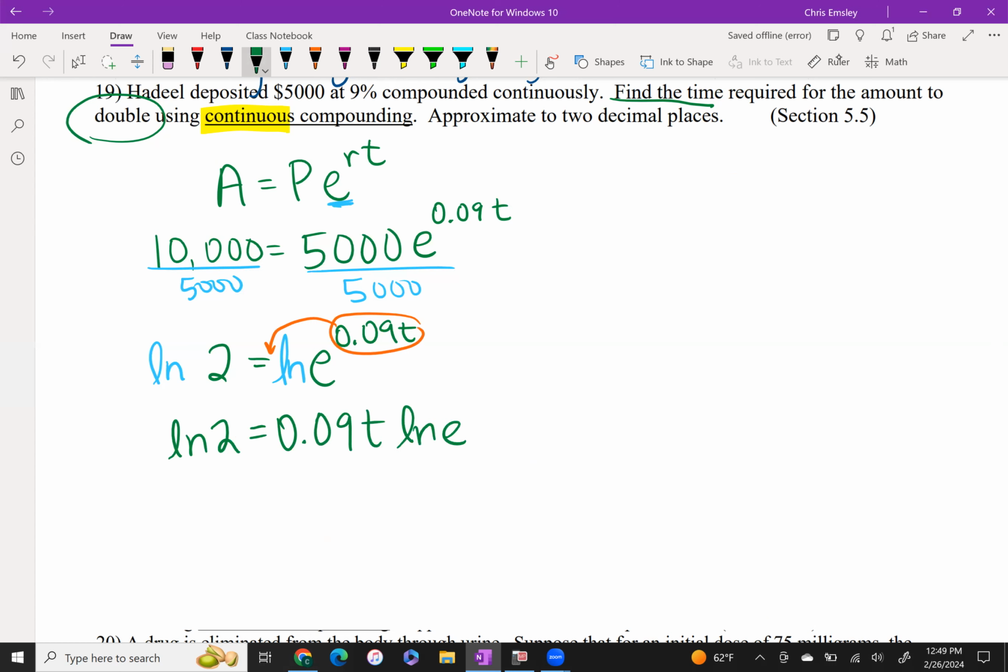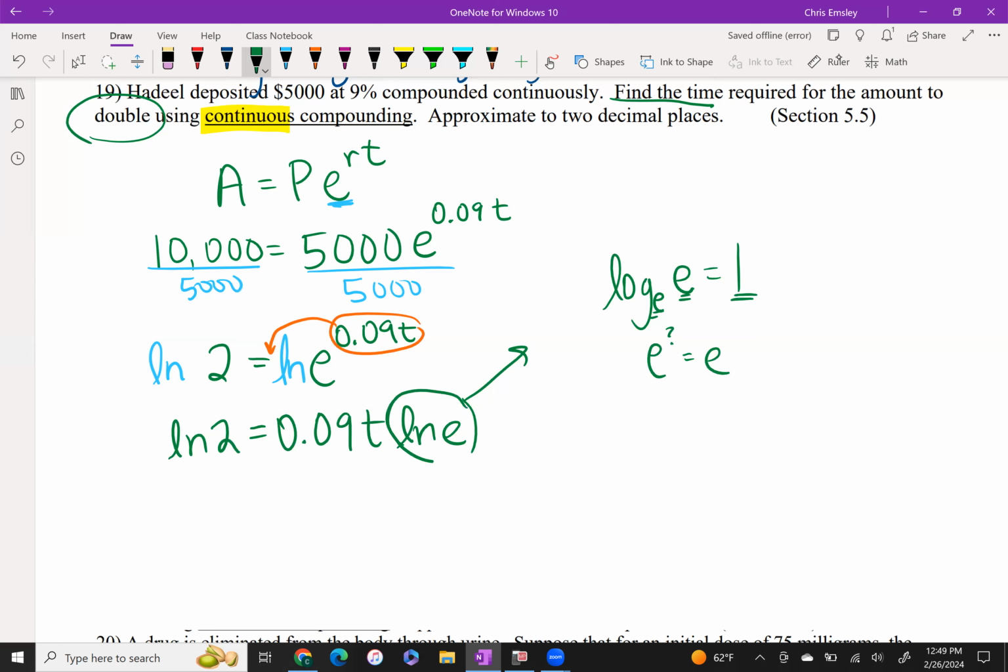Okay, the natural log of e. Let's think about what that looks like. The natural log is log base e of e, and that is asking us what exponent do I put on e to get e as an answer? Well, it's 1. When these two match, the answer to the logarithm is 1.